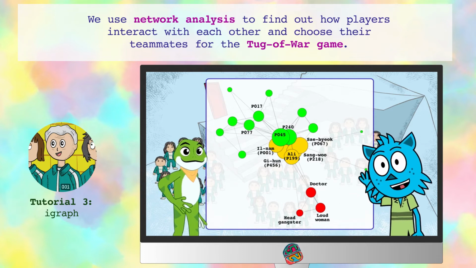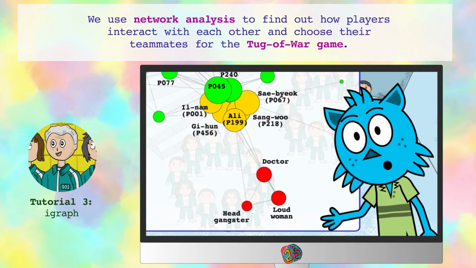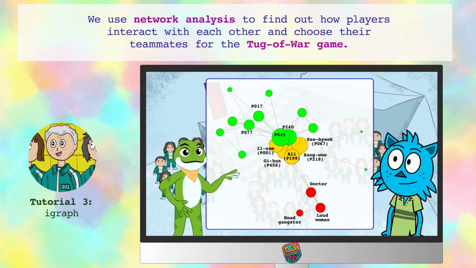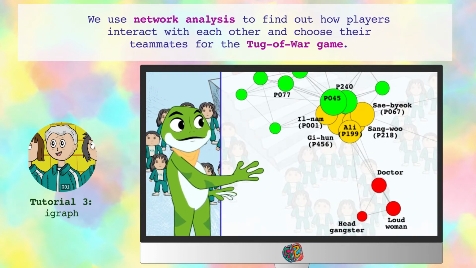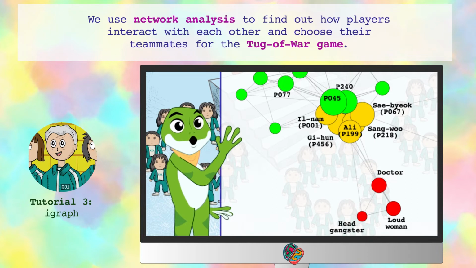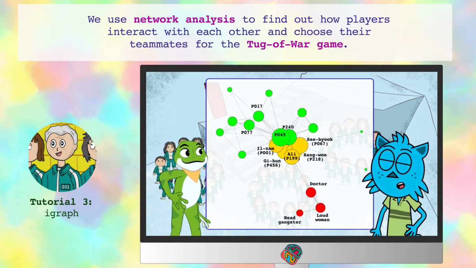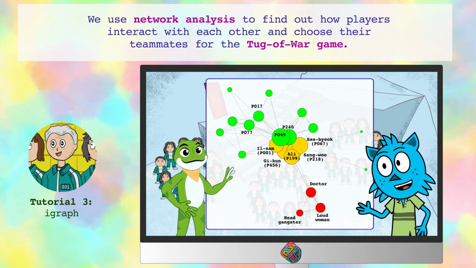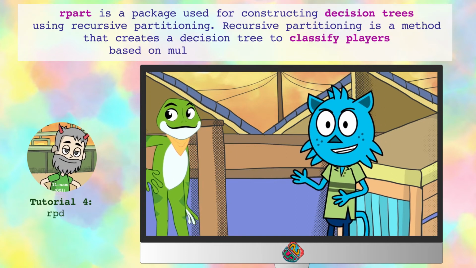Look, the social network analysis shows that the head gangster, loud woman, and doctor interacted more with each other in red. Yeah, and in gold, player 456, player 1, Ali, the girl, and the scholar had a lot of interactions with each other. Which is why these players were all on the same team for the tug of war game. Can we use data science to predict what it takes to win the marbles game?